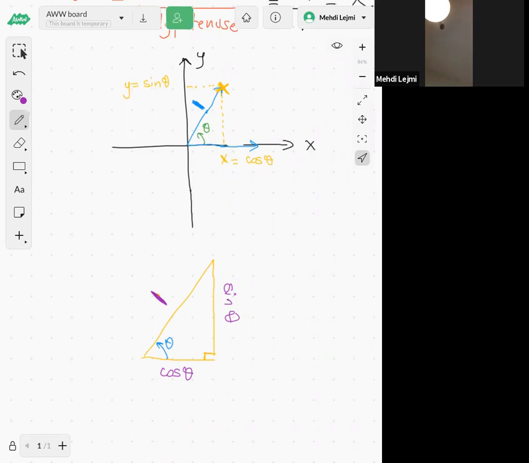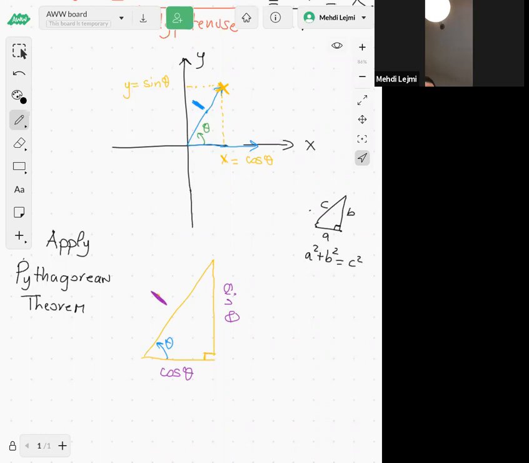Then the opposite side of theta would be sine, and the adjacent side of theta would be cosine. Now, because of the Pythagorean theorem, let's apply it. Just to remind you, whenever you have a right triangle, one side is A, the other side is B, and the hypotenuse is C. Then, as you know, a squared plus b squared equals c squared, right?